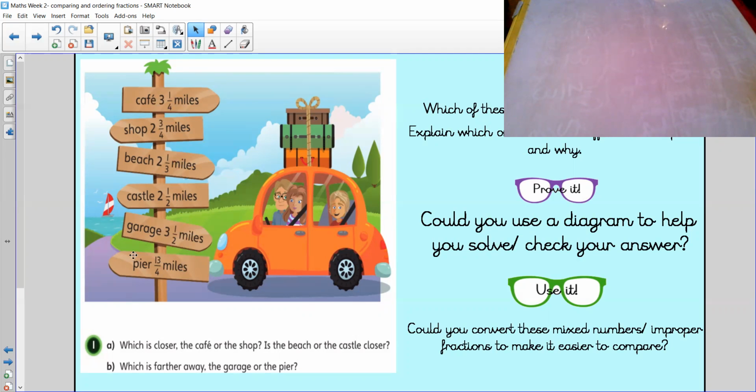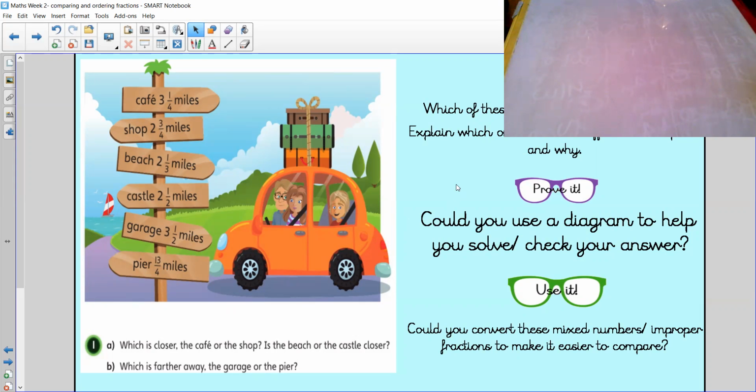Again, a more difficult one would always be this one here. Why is that? Because we've got a mixed number and an improper fraction. So to compare any of those, I'm going to have to do a little bit of converting to make sure that they are in the same format. So hopefully you had similar ideas to what I was thinking there. So let's get started then. So 1A, which is closer, the cafe or the shop?